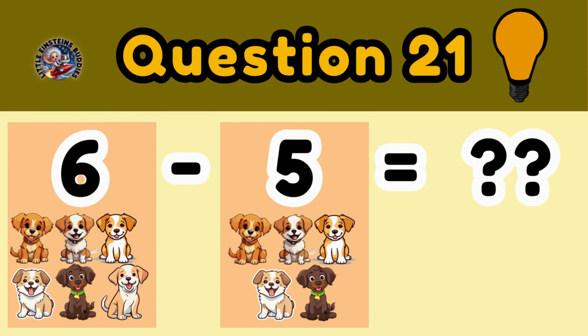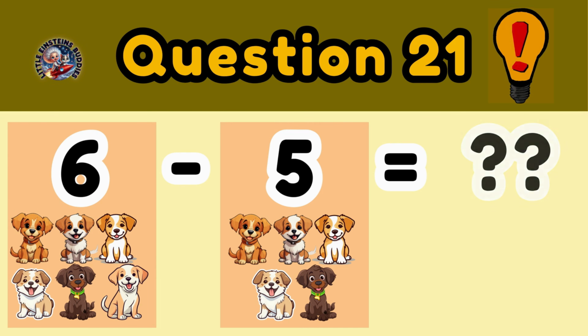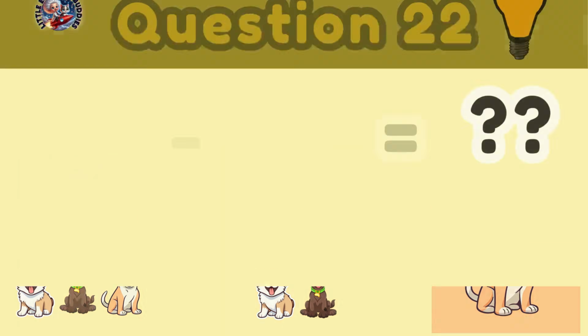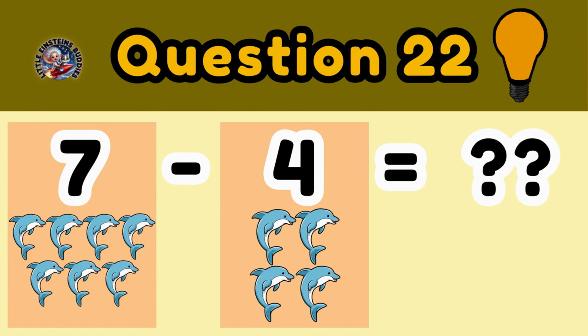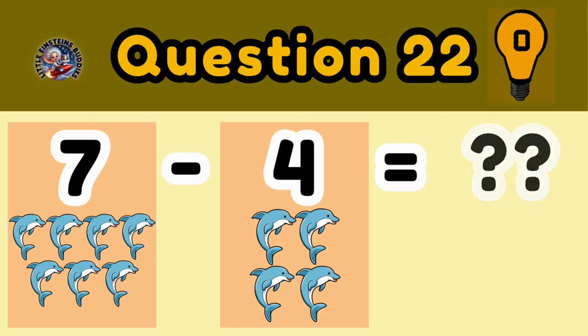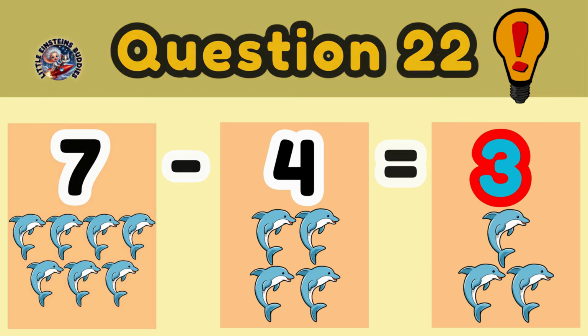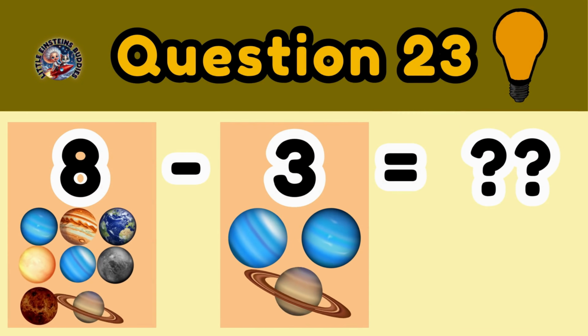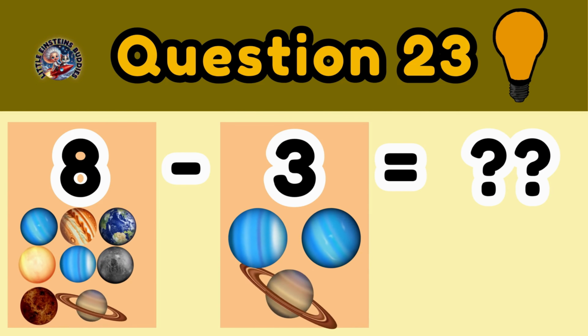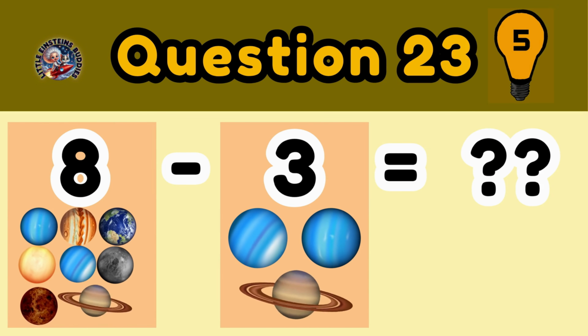Question 21. 6 dogs minus 5 dogs is equal to. One dog. Question 22. 7 dolphins minus 4 dolphins is equal to. Three dolphins. Question 23. 8 planets minus 3 planets is equal to.